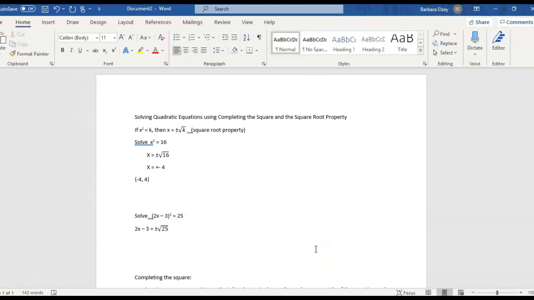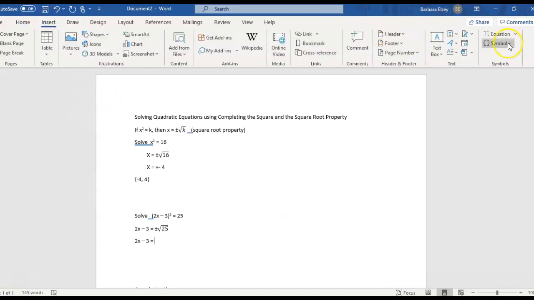Now we know the square root of 25 is 5. So really I have plus and minus 5. There are 2 solutions to work out here. One of them is 2x minus 3 equals 5, and the other one is 2x minus 3 equals negative 5. We've got to work both of those out.